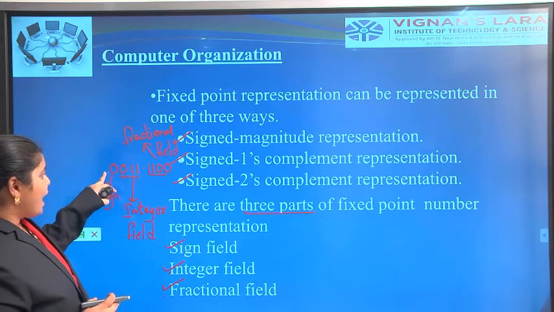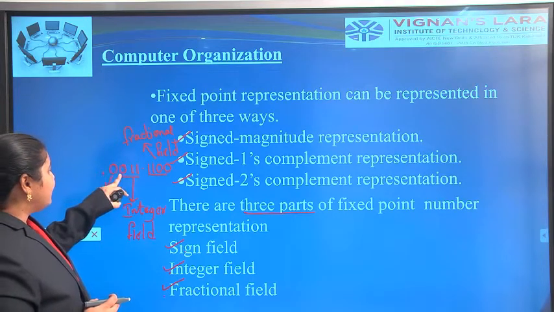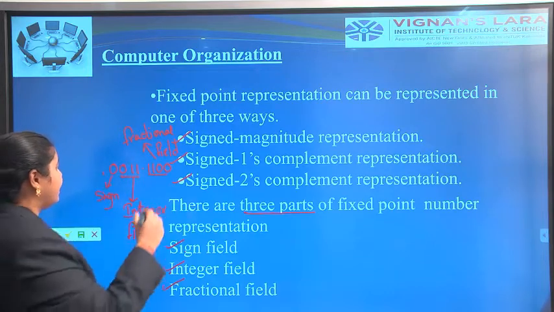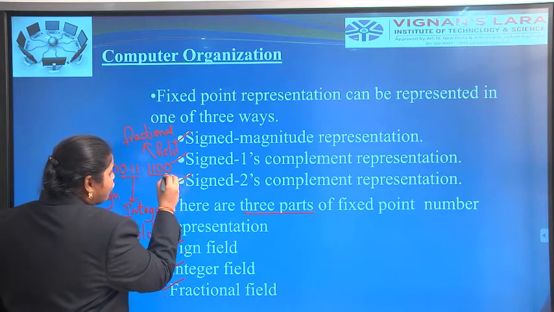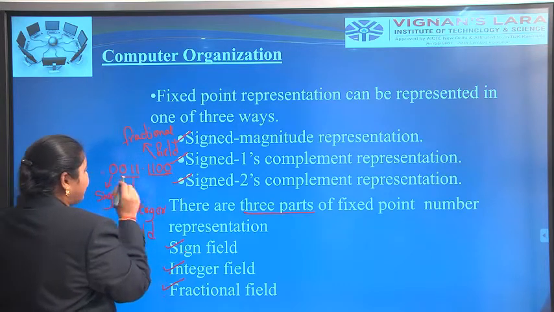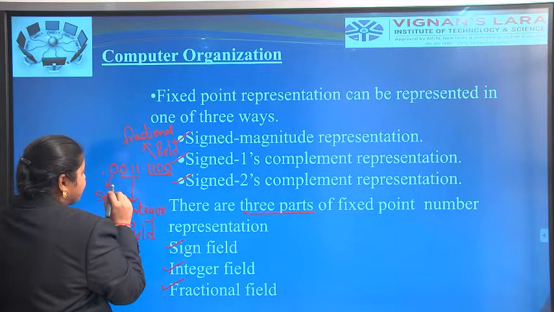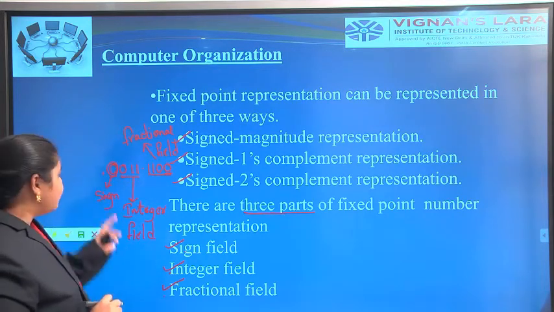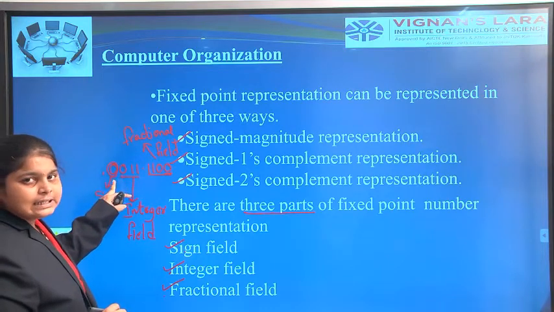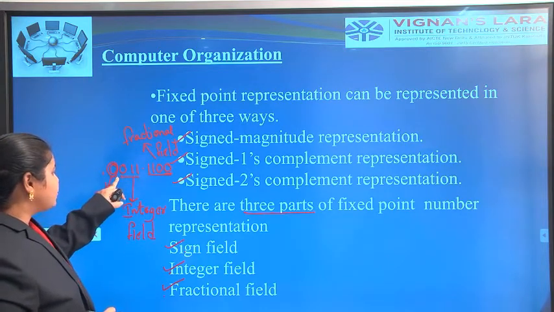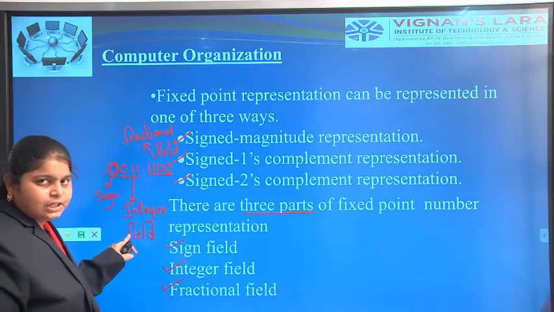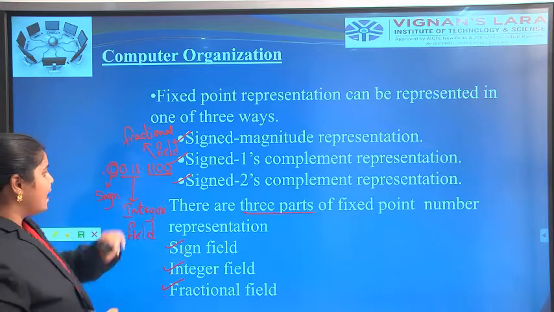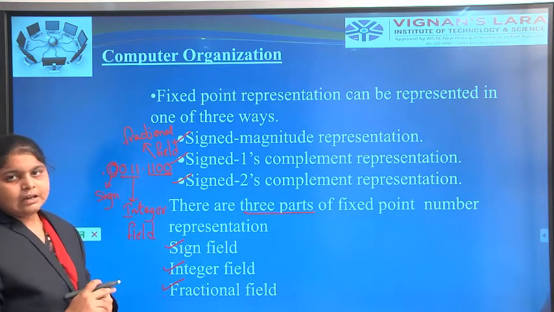For example, assume this binary number. The right side is the least significant bit and the left side is the most significant bit. The most significant bit is considered the signed field. The next bits are considered the integer field. After the fraction point, the right side value is considered the fractional field.